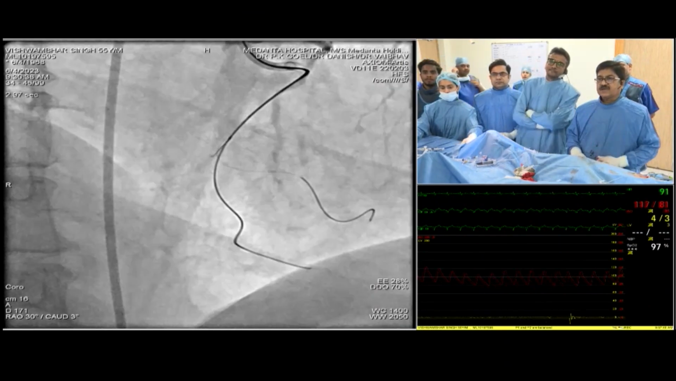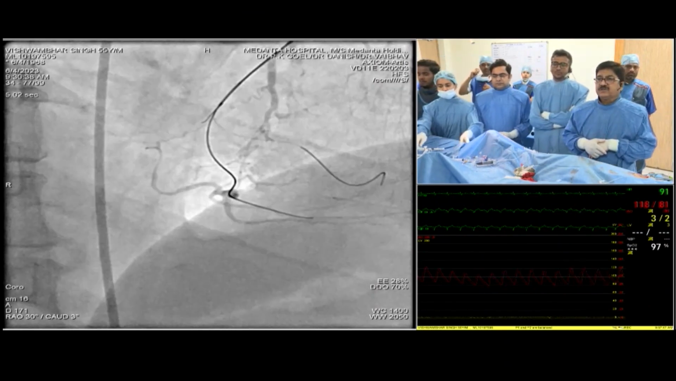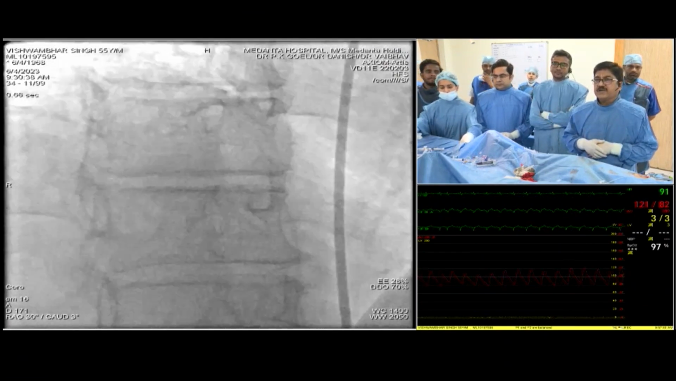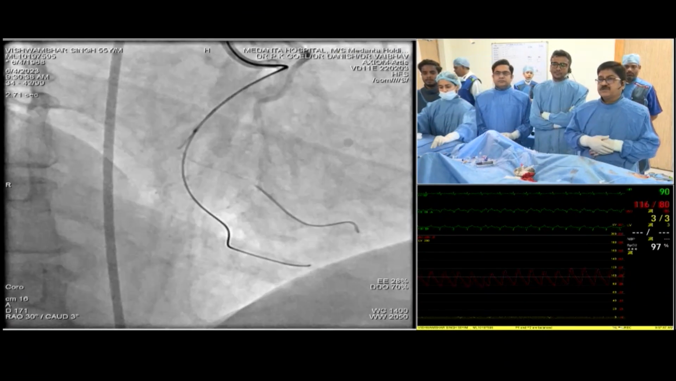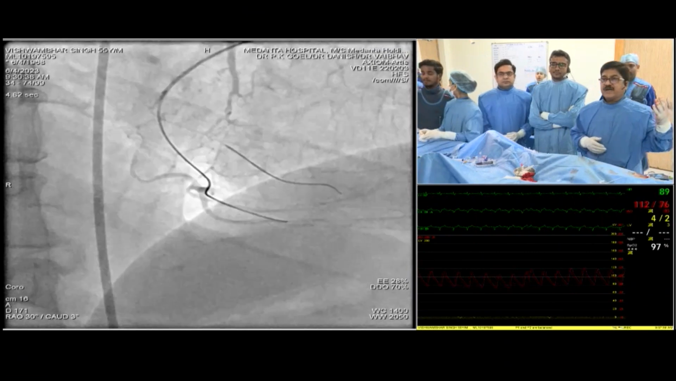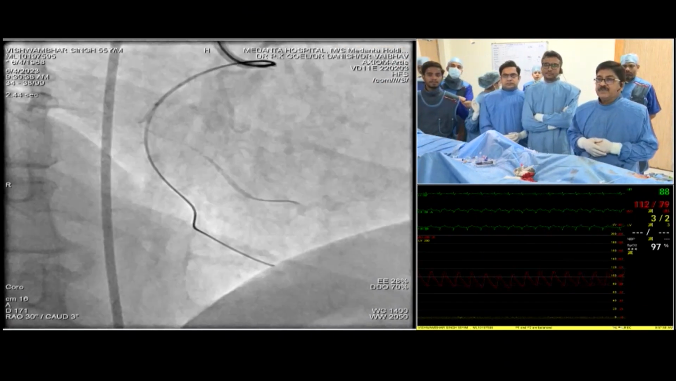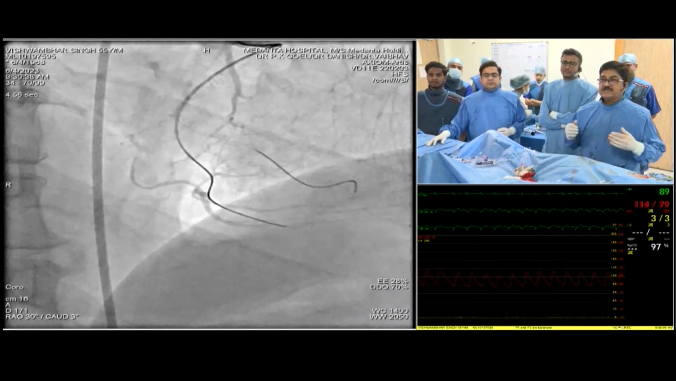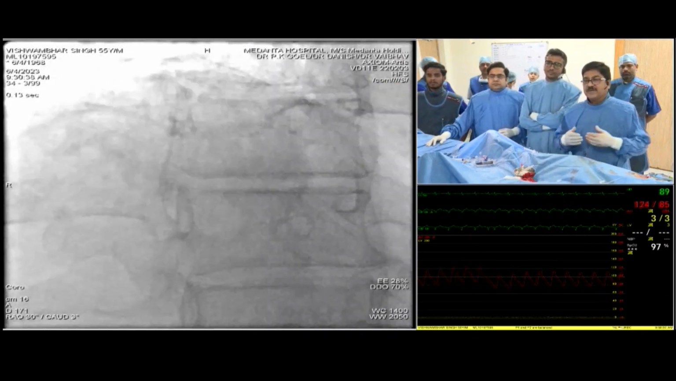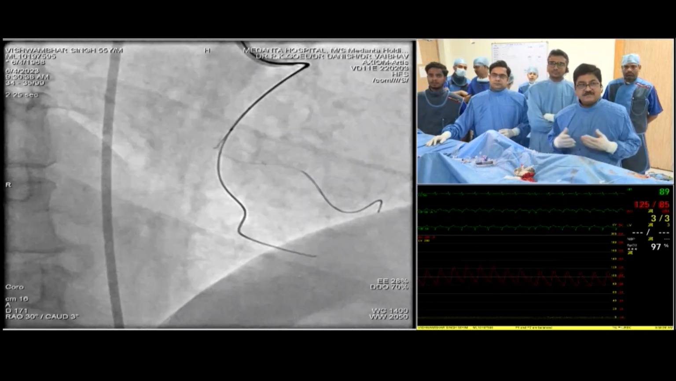So confirming it in RAO also. Always two views is very good, especially when you're doing CTO procedures. I used to work in biplane in my previous hospital, but now here we have only single plane, so I have to adjust my things according to single plane. Otherwise, I always liked biplane. Next.